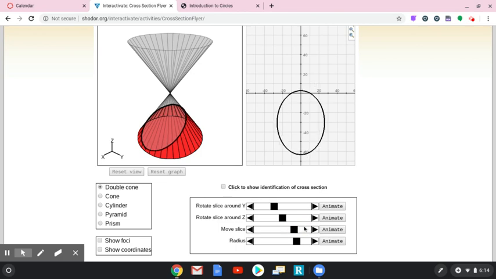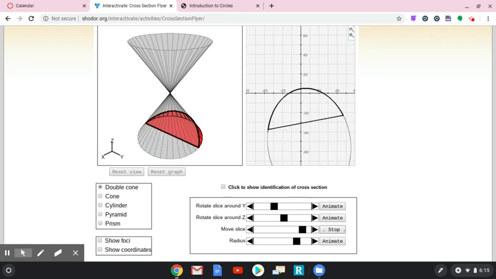All right, guys? If you take a look here, the plane that's cutting through is my X and Y, and the Z is the axis that's going up and down. Now I can rotate. You can see I can animate this, so it changes the shape of what type of conic section I obtain.